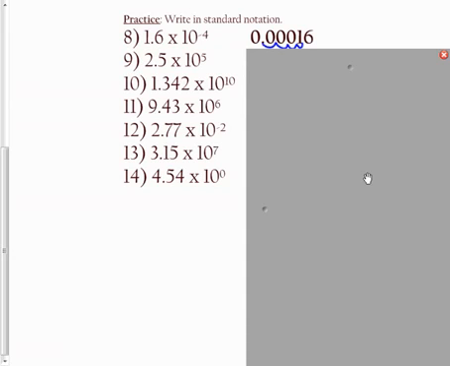Question number 9. We have a very large number because of the positive exponent. So the exponent is going to move those zeros to become a big number. They would have moved 1, 2, 3, 4, 5. Notice on the big numbers, I do not put a decimal on the end. The decimal just disappears once it's done its job.